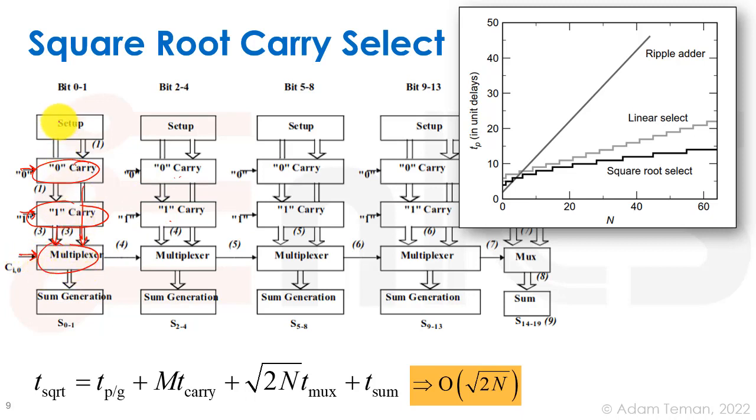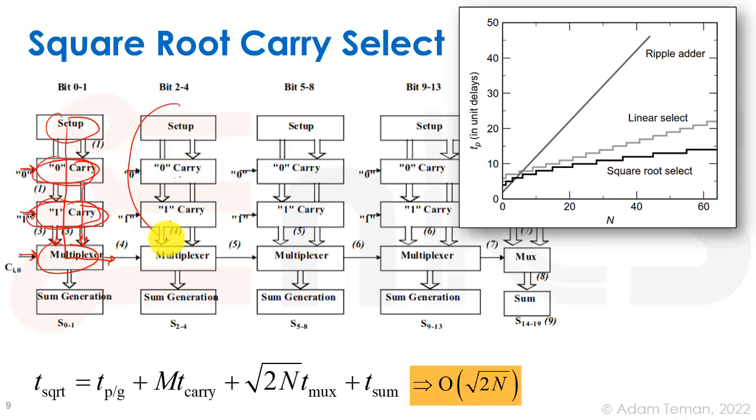So what we need to do is figure out the propagate and generate, the PG type of thing, and then we need to put the P and G into these two units. One of them assumes we had a carry of 0, the other one assumes that we had a carry of 1, and then we take the multiplexer. So our first critical path is going to be through this whole section over here.